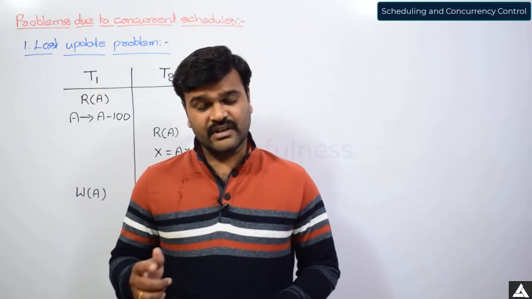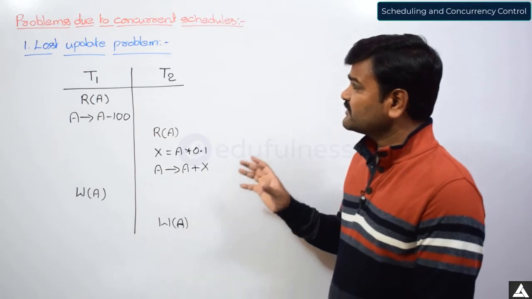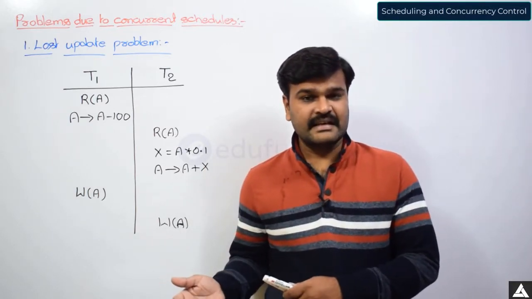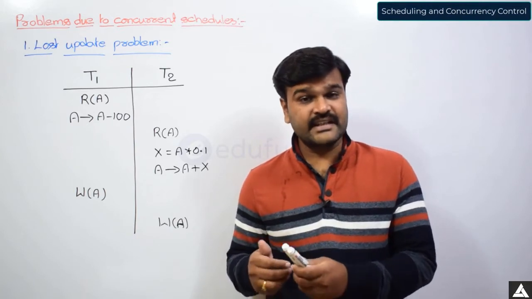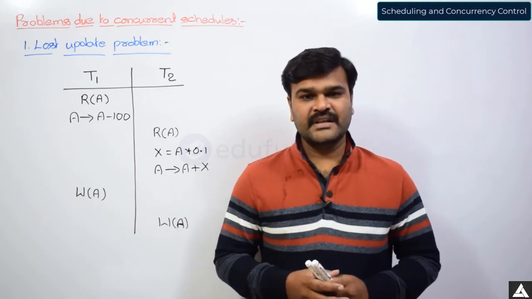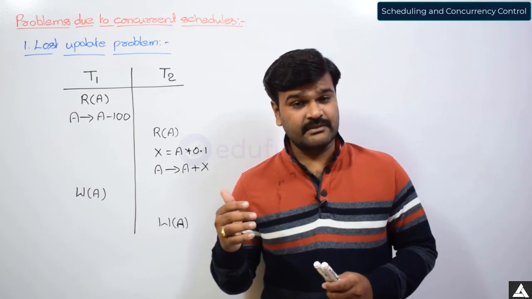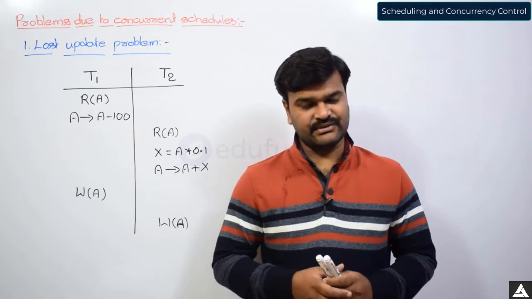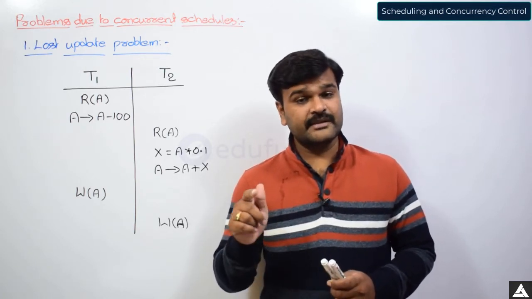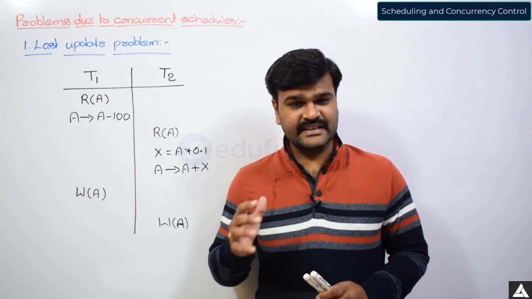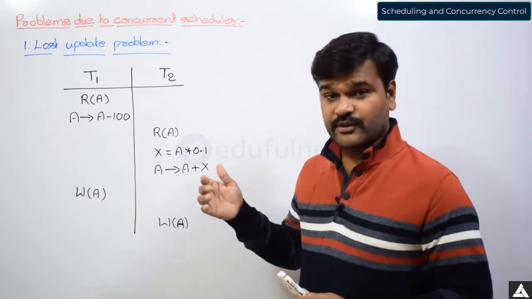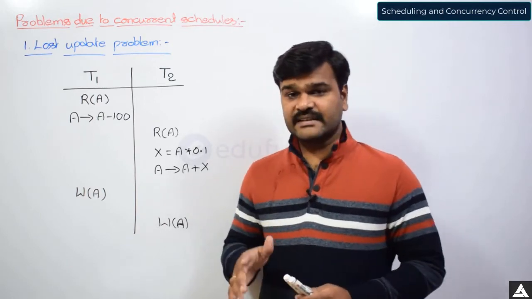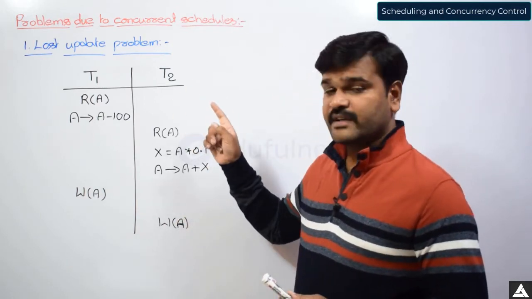So now let us see problems due to concurrent schedules. As we discussed in the last lecture, not all concurrent schedules give consistent results. Some of the concurrent schedules are going to give inconsistent data, which is going to lead to a problem. So let us discuss the different problems we are going to have because of concurrent schedules. The first one is the last update problem.